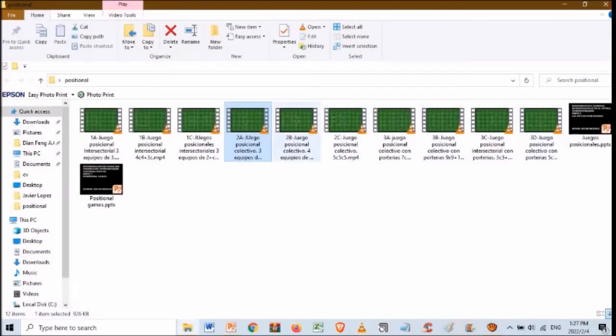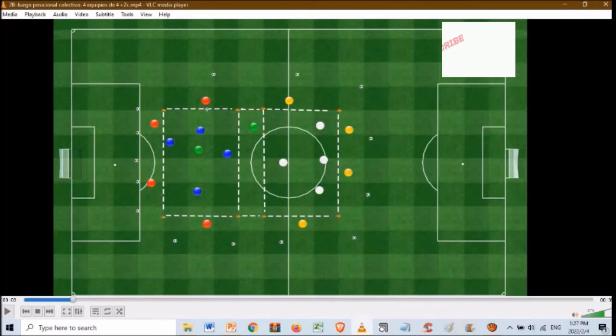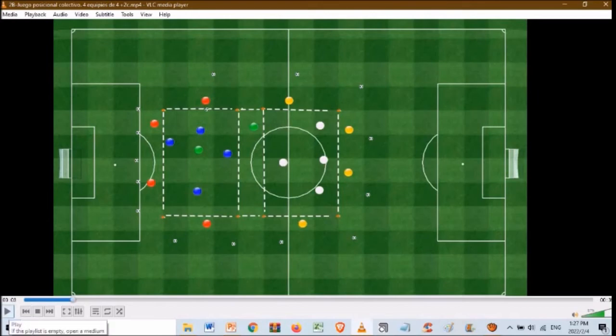Now we're going to go into a collective positional game: 4 teams of 4 plus 2 jokers. So we're going to have 4 reds, which are the back 4, and the 2 jokers, which are the 2 greens. Here we're going to have the 2 forwards in this case with different structures. It can be a 4-4-2, for example, or something similar. You always try to play with the structure. So we have the other 4 yellow, the 4 whites, and the 4 blues.